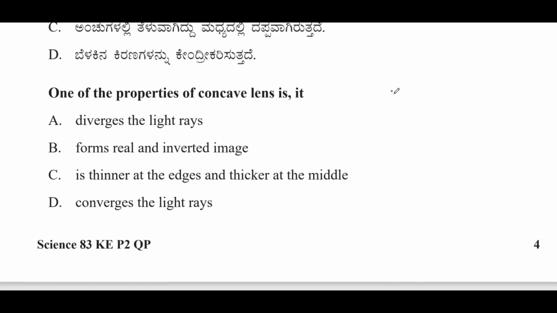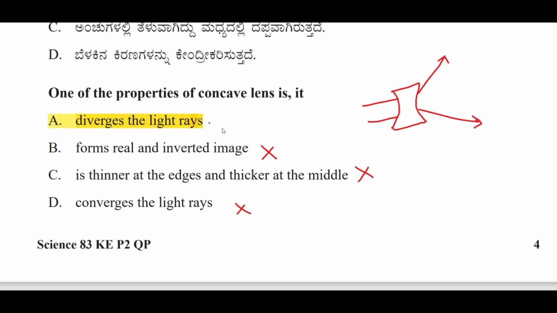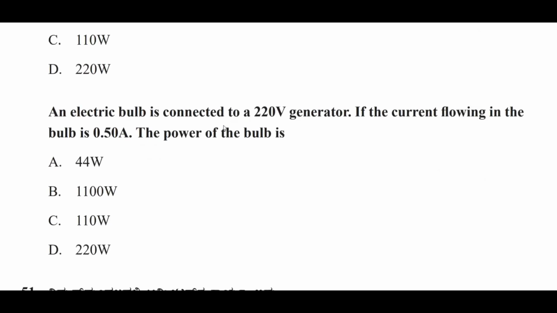Now, one of the properties of a concave lens is thinner at the middle, thicker at the edges, therefore they diverge the light rays. Therefore, one of the properties of a concave lens is that they diverge the light rays. The other options are incorrect, that means they are not the properties of a concave lens. The correct answer is option A, diverges the light rays. Now, moving to the next question.